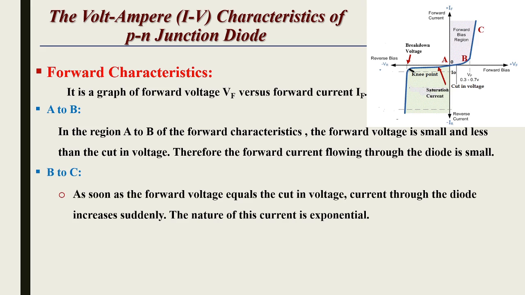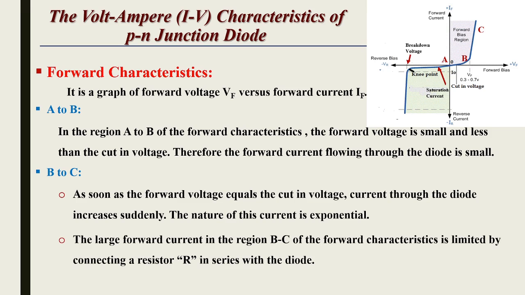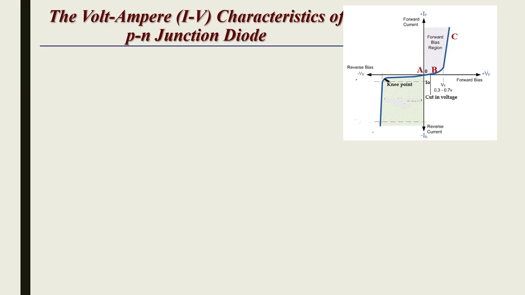B to C. Now, as soon as the forward voltage equals the cut-in voltage, current through the diode increases suddenly, and the nature of this current is exponential. So we can say that as soon as the input voltage VF equals this cut-in voltage 0.3 or 0.7 volt, at that time the current through the diode will increase suddenly, and this nature is exponential. That means if there is a small change in the input voltage, there is a large change in the output current. So the large forward current in the region BC of the forward characteristic is limited by connecting a resistor R in series with the diode, and this forward current is of the order of a few milliampere.